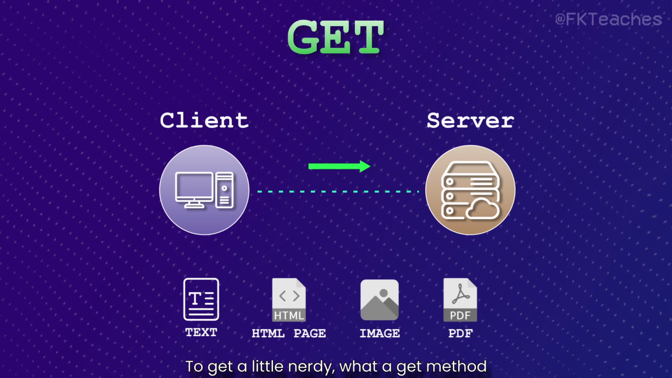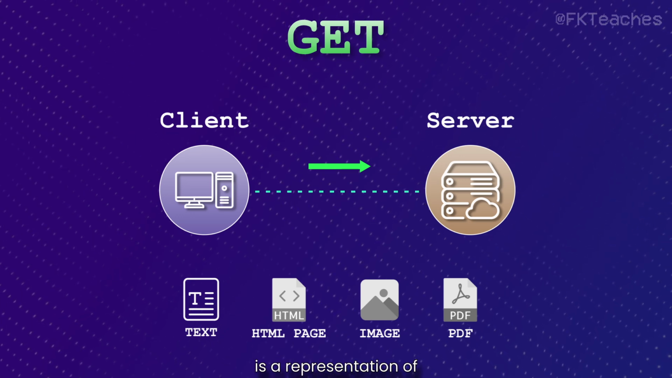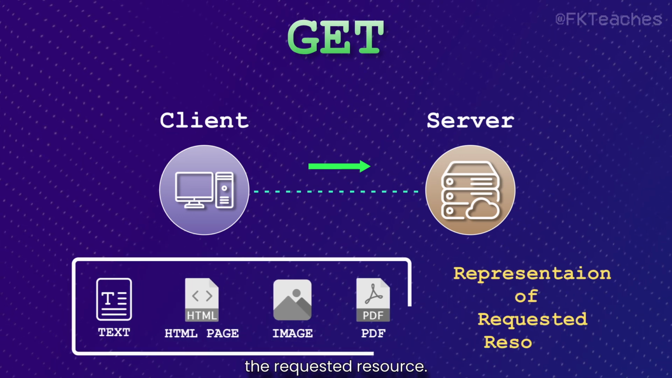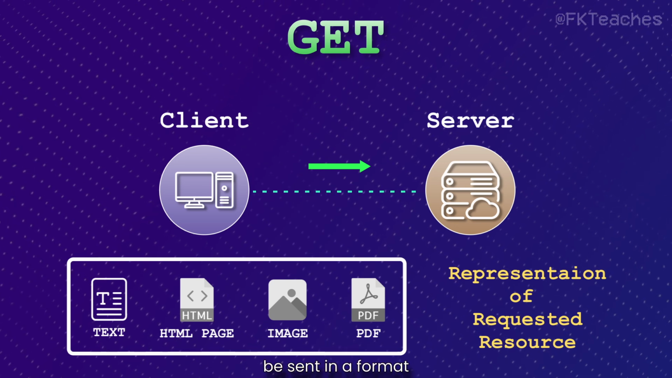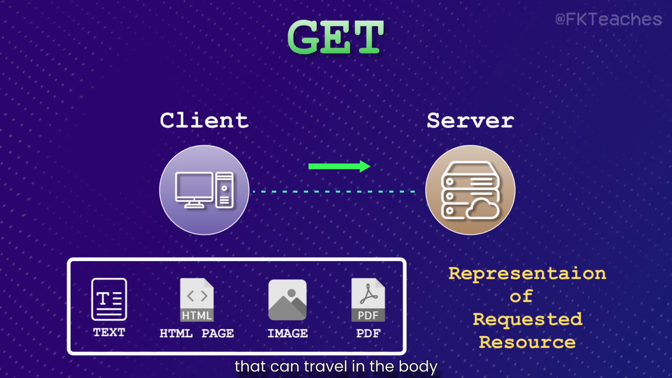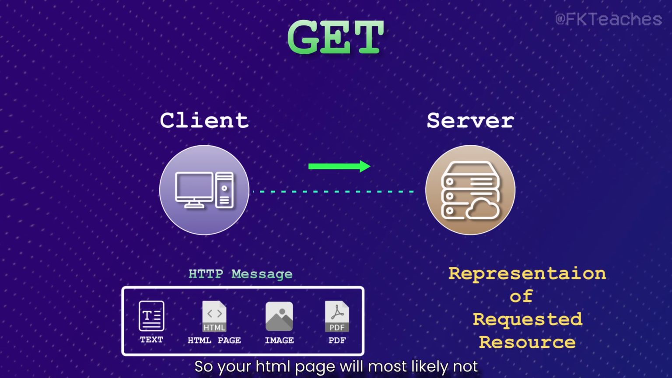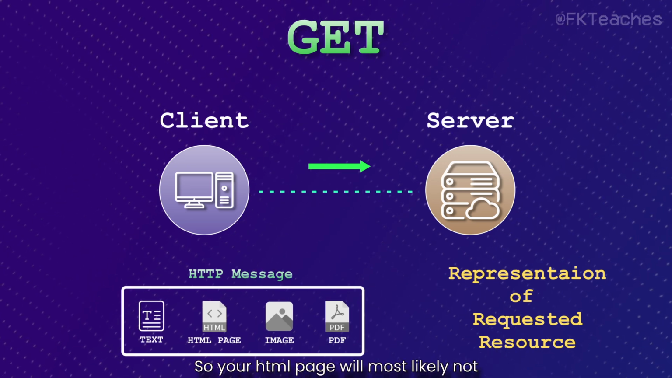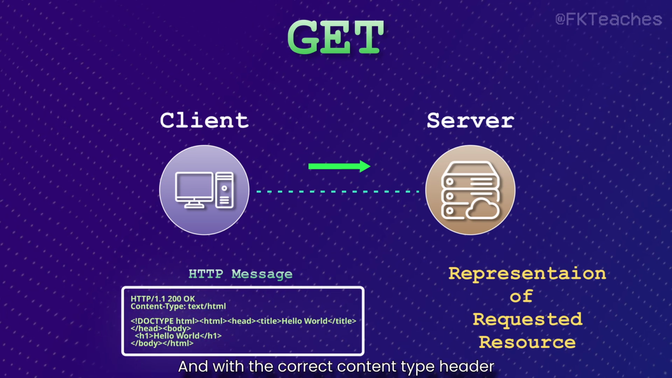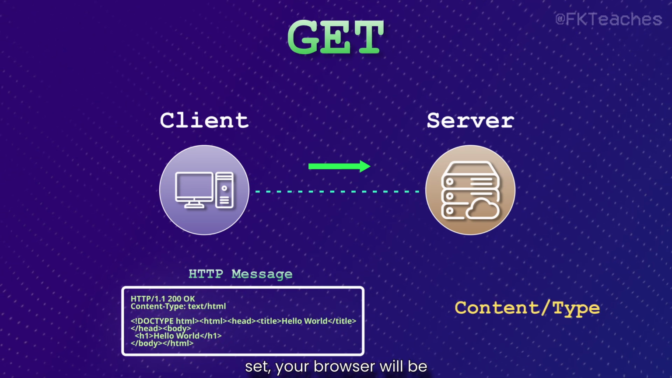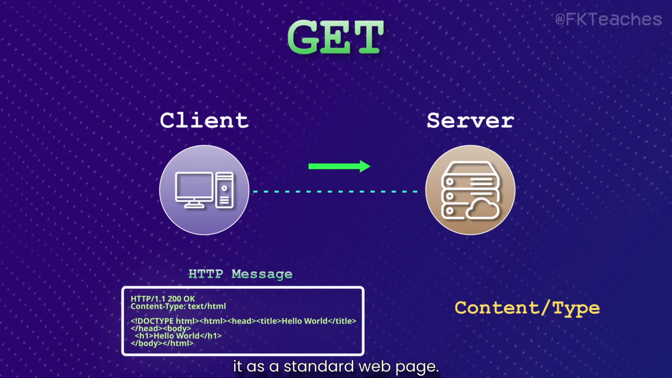To get a little nerdy, what a GET method is actually requesting is a representation of the requested resource. Every resource you request will actually be sent in a format that can travel in the body of an HTTP message. So, your HTML page will most likely not come as a file, but as text. And with the correct content type header set, your browser will be able to parse and display it as a standard web page.